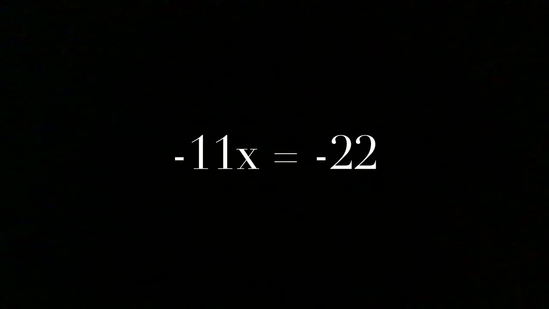After that, we added and subtracted everything that needed to be done. So we ended up with negative 11x equals negative 22. We divided negative 22 divided by negative 11 and got x equals positive 2.